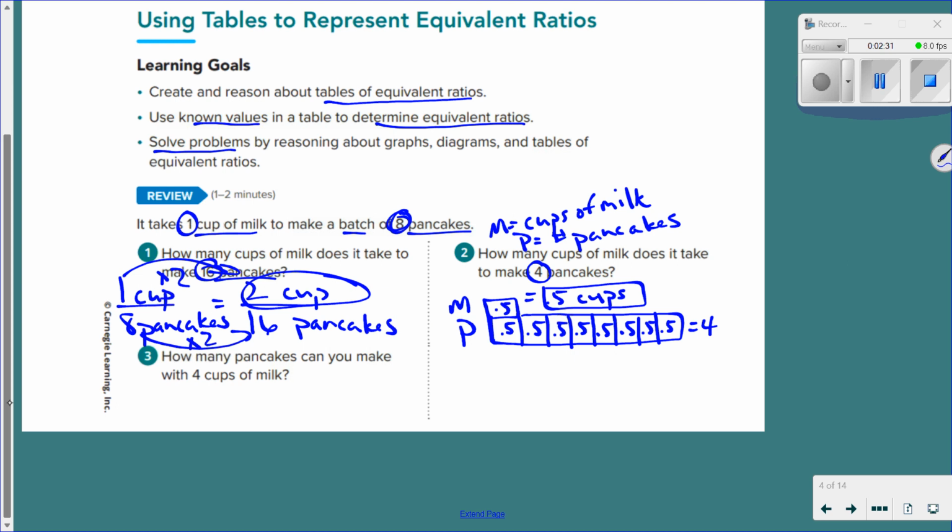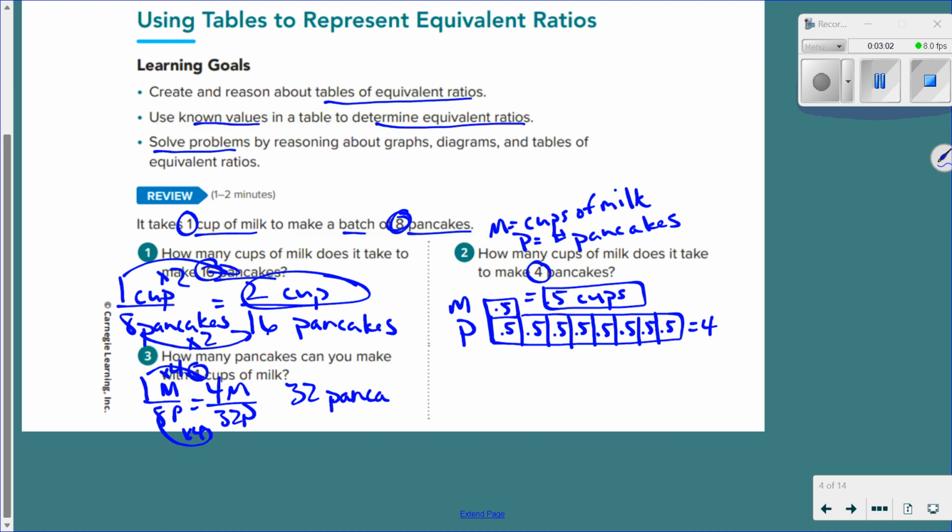I'm going to go back to the first one. So I have 4 cups. Actually, I'm going to use my abbreviations from my key. 4 milk over, nope, start with my base, sorry. 1 milk, 8 pancakes equals milk and pancakes, but now I know it's 4 cups of milk. 1 to 4, I did times 4, so I go 8 times 4 and I get 32. So 32 pancakes.